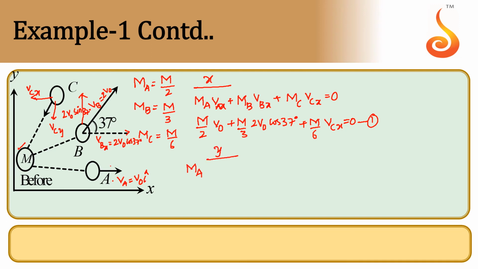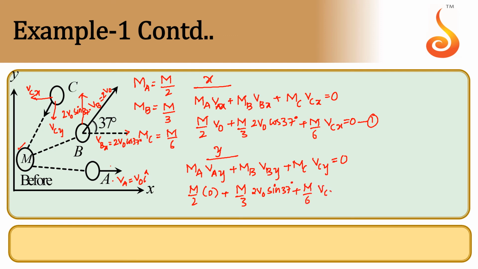Mass of A into velocity of A along y direction, plus mass of B into velocity of B along y direction, plus mass of C into velocity of C along y direction should also be 0. So mass of A is m by 2, and velocity of A along y direction is 0 because particle A is moving only along x direction, plus mass of B is m by 3, and velocity of B along y direction is 2V0 sin 37, plus mass of C is m by 6, and we need to calculate velocity of C along y direction, which is equal to 0.